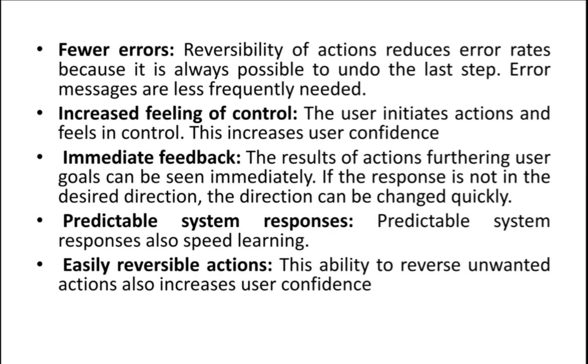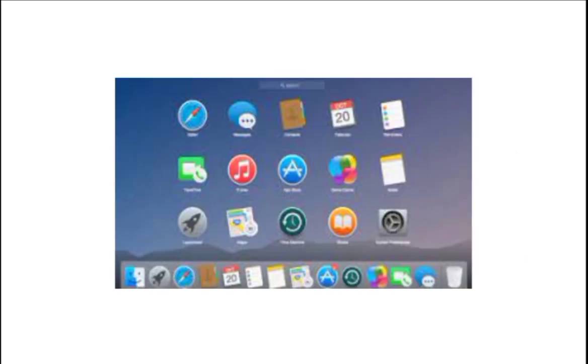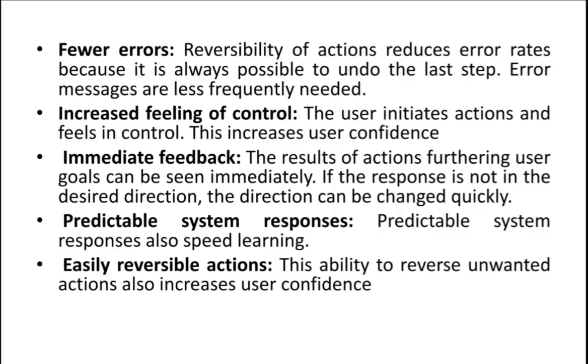And predictable system responses. Predictable system responses means you know that if you double click on the icon, it will be opened. You know that, predictable. If you double click on the calendar, you know that the calendar will get opened. If you double click on the message icon, you know that messages will get opened. It is predictable. You can guess. So when you have predictable responses, if you know the meaning of the responses, definitely it will be easy for you to learn. Speedy learning will be possible.